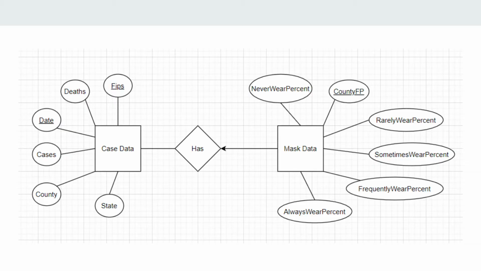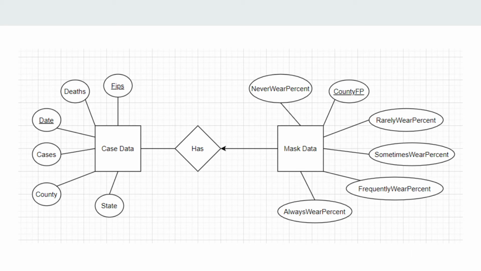This is our ER diagram. Basically, the New York Times data comes in two different tables. On the left, you have deaths and cases, which are keyed by the date that these deaths and cases were recorded under, and then the FIPS number that these deaths and cases were recorded under. The FIPS is just a special geographical ID that allows us to pin down the specific county that these cases and deaths were recorded under.